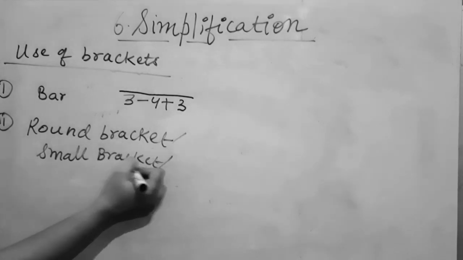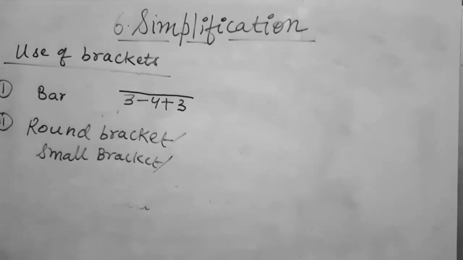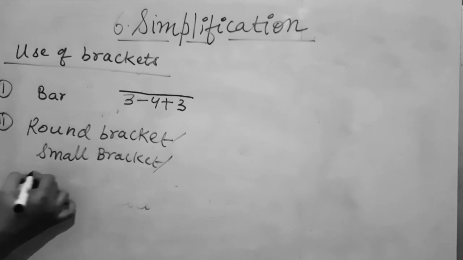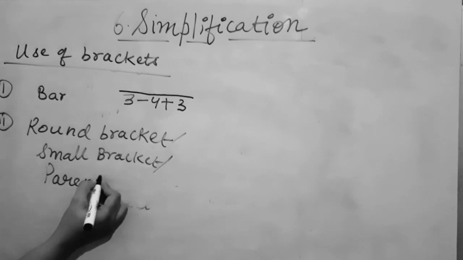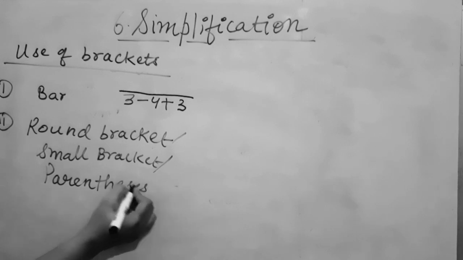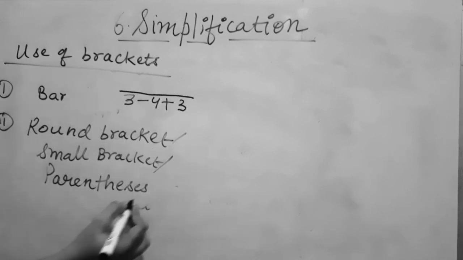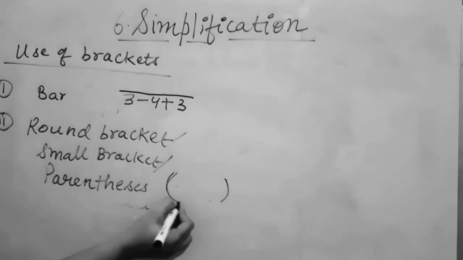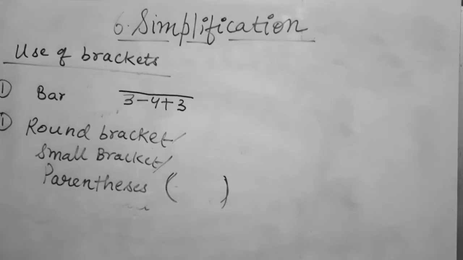And what is the other name for round bracket or the small bracket? Parenthesis. What is the other name? The other name is parenthesis. Okay students, so this is the round bracket simply. Okay, this is a round bracket.